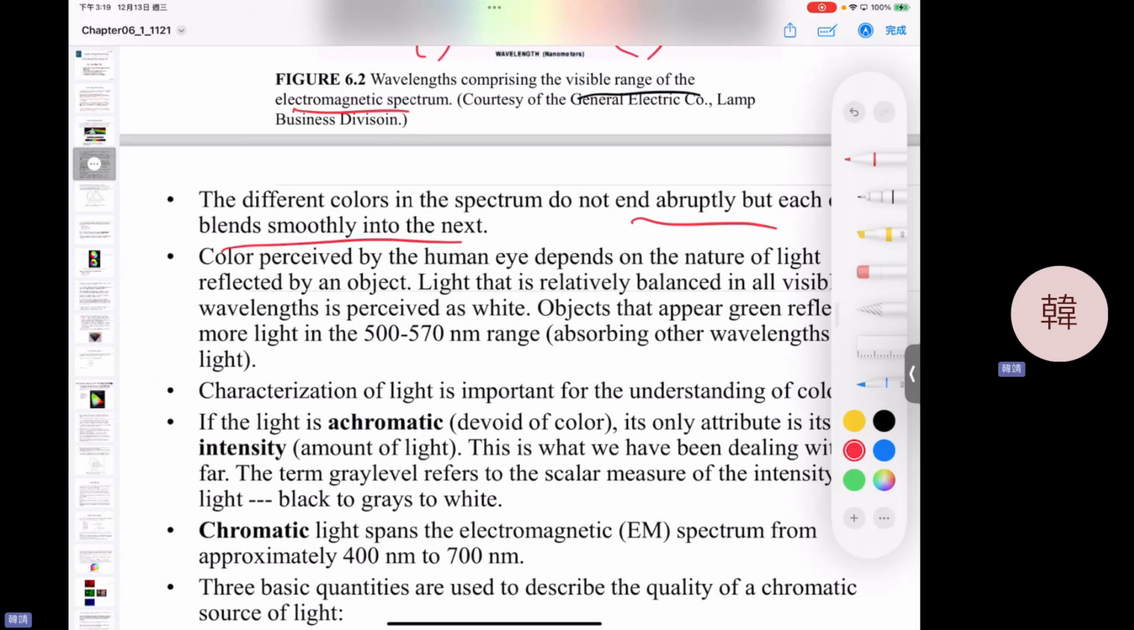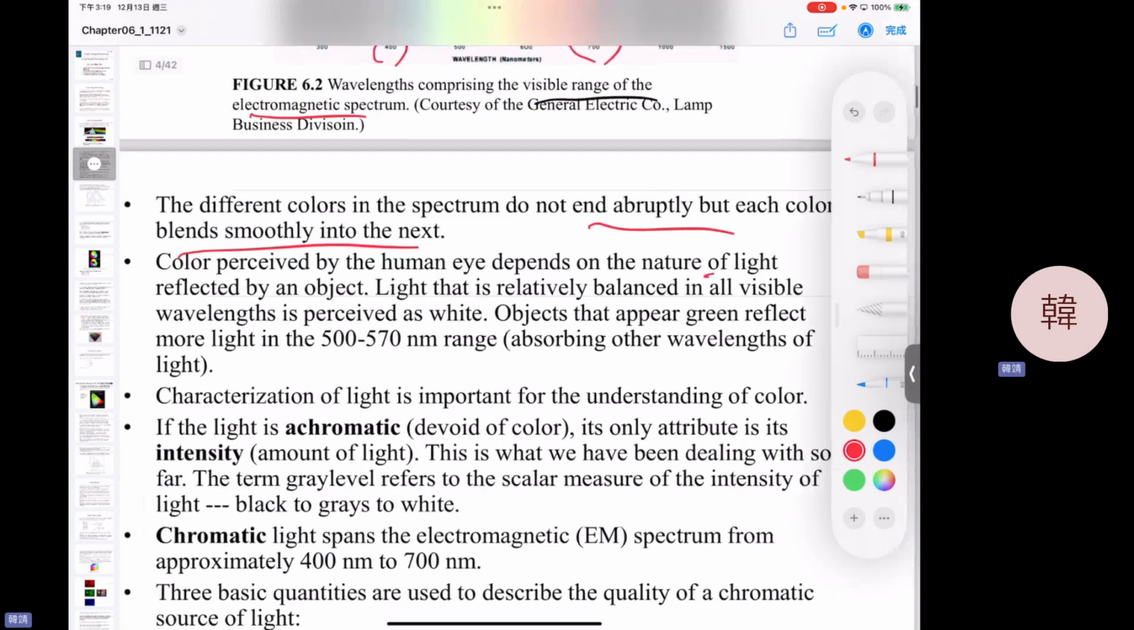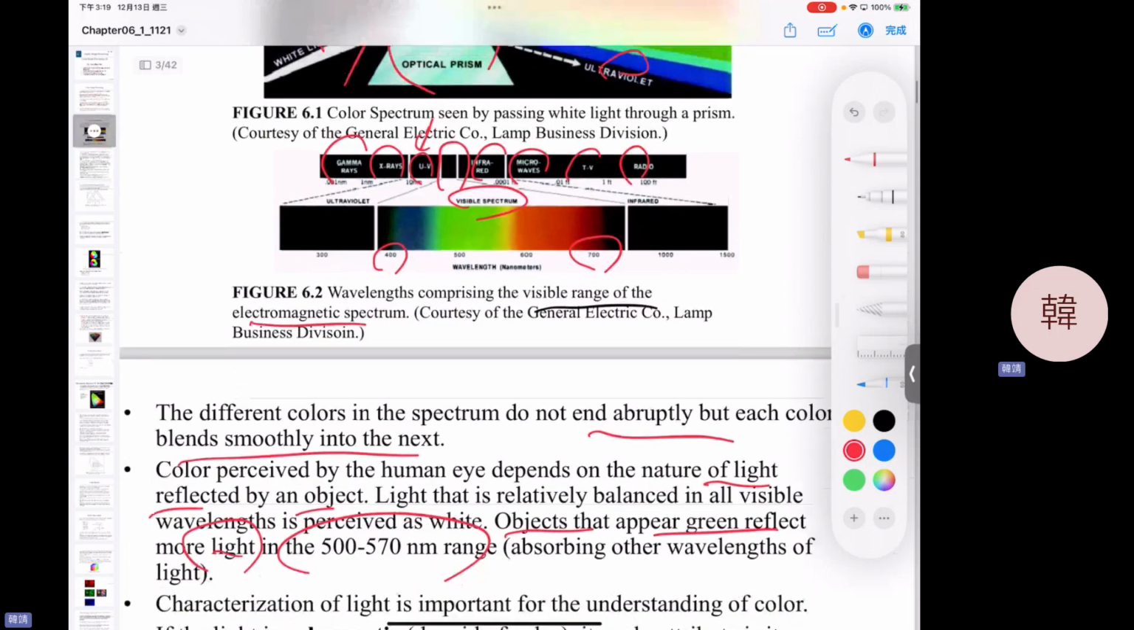And the color perceived by humans depends on the nature of light reflected by the object. So you see the red color because the red component of the object is reflected into your eye, so you can see it. And the object appears green because it reflects light only in the range from 500 to 570 nanometers, because it's green color.